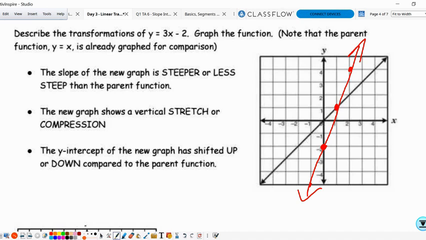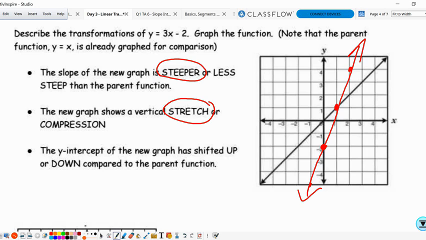The slope of the new graph is steeper or less steep? Let's see, 3 is greater than 1. That's going to make it steeper. And you can see that my red line there is definitely more steep than the original parent function. It's a steeper hill to climb. Then a new graph shows a stretch or a compression. Well, because it's steep, it's going to be a stretch.